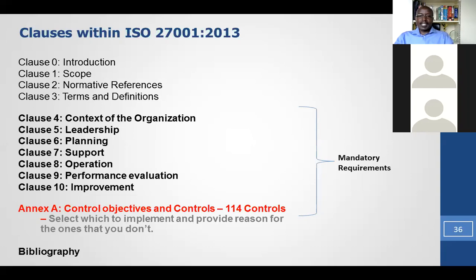But as you select the controls that you're implementing, you have to give a reason why you're implementing those controls, and also give a reason why you are not implementing the controls that you're not implementing. So those two things are equally important.